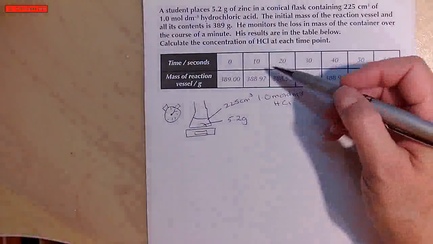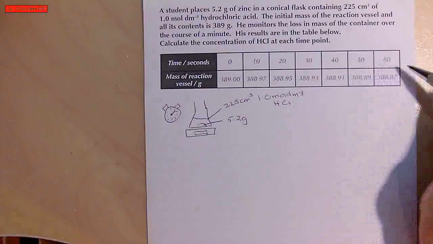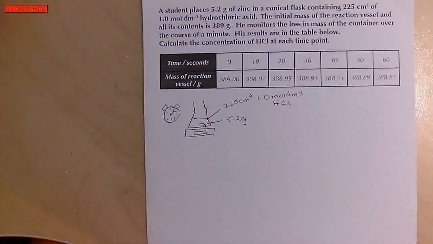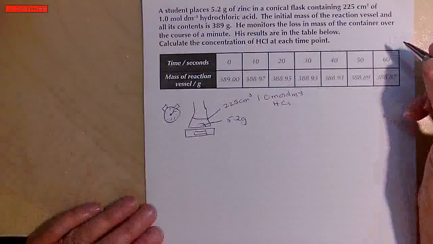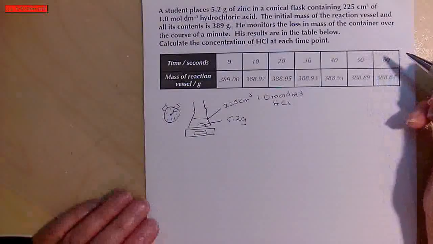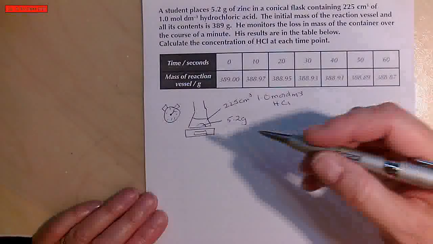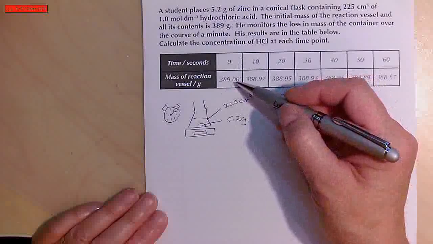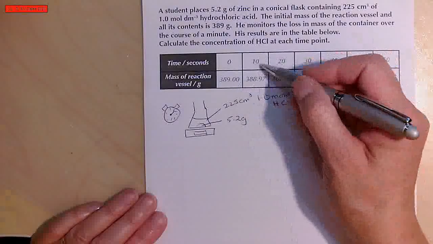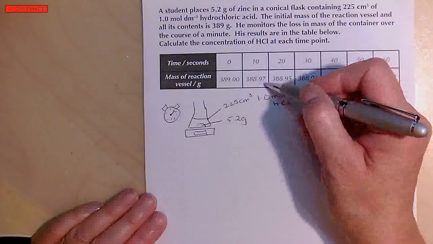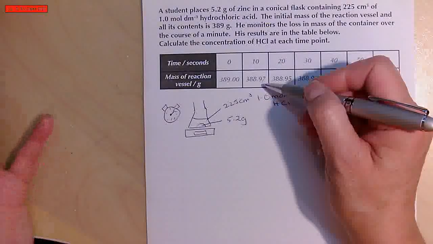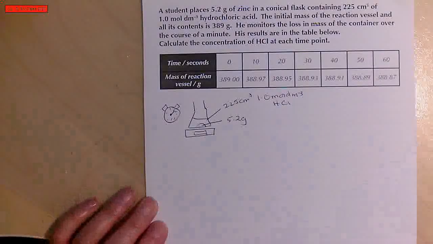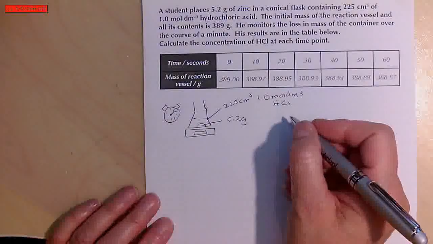The student monitors the loss of mass over time, and we can see he took measurements every 10 seconds, and we've got the mass there every 10 seconds. So he's monitoring the loss of mass, and he has to calculate how much HCl there is in the flask at each of these points. At this point here, no hydrochloric acid has been used in this reaction, but at this point here we've lost some mass, so we have used some hydrochloric acid, but there's quite a bit left. But what's the concentration of that that's left? Obviously it's going to be reducing, so we need to be able to calculate that.